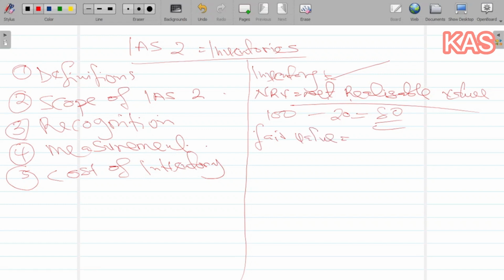Then we have fair value. This is the third one. Now we have discussed what is inventory, and we have discussed NRV. Now we are going to look at the fair value. The fair value is the price that will be received to sell an asset or paid to transfer or settle a liability in an ordinary transaction between market participants at the measurement date. That is what fair value means.